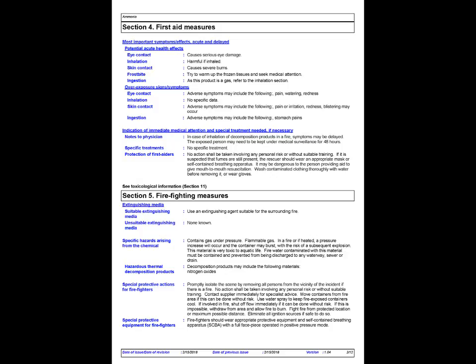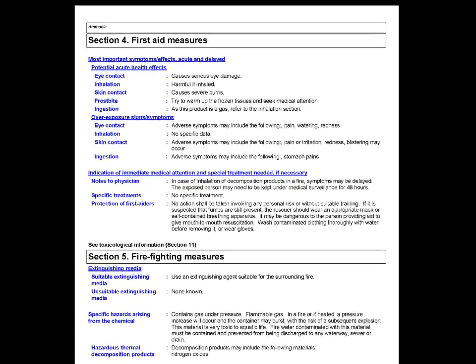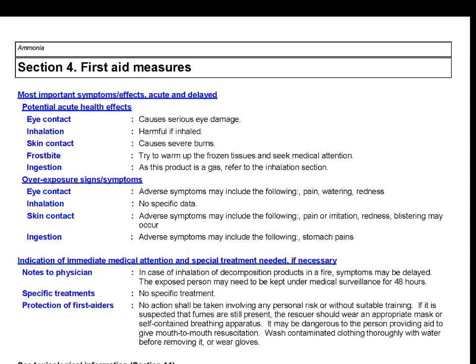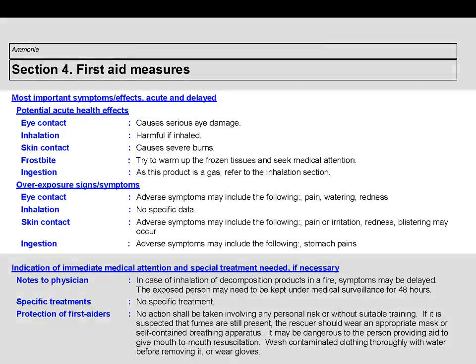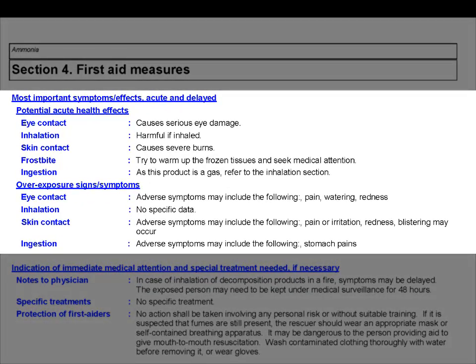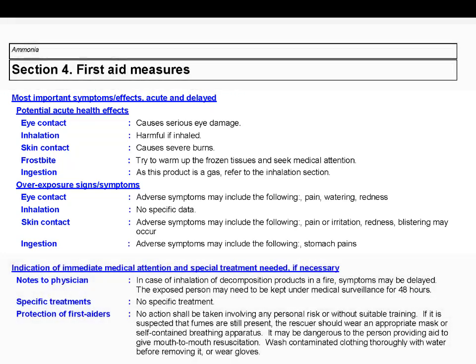On page 3 of the SDS, we find first aid measures including potential health effects and signs and symptoms of overexposure. It's important to note that if you get it in your eyes, it's going to cause pain, watering, and redness. It will be very harmful if it's inhaled, including being an asphyxiant as it displaces the oxygen. If you get it on your skin, it's going to cause pain, irritation, redness, and blistering. And if you ingest it, it can cause severe stomach pains and corrosive burns as well.